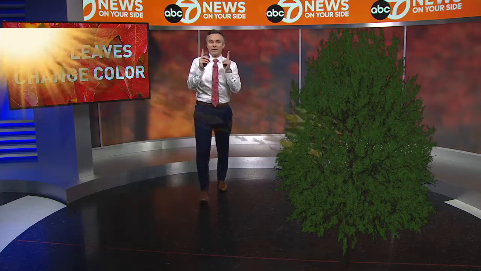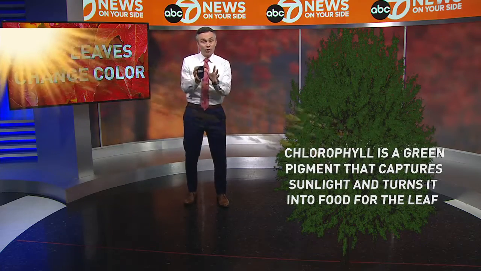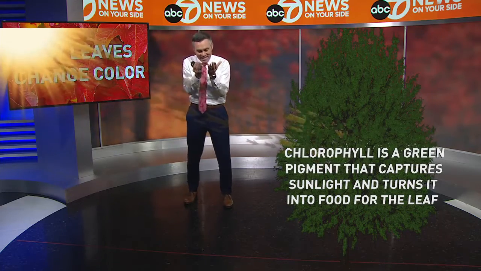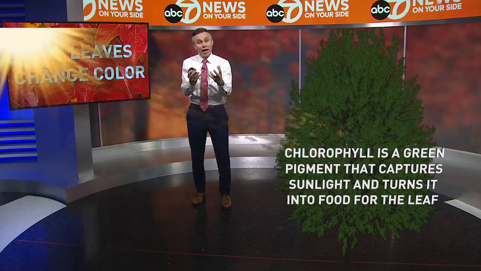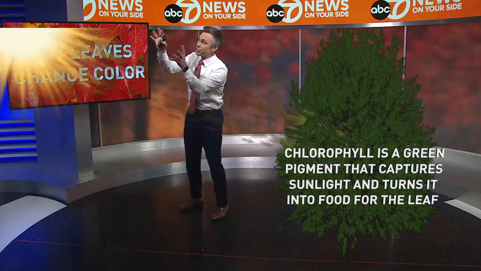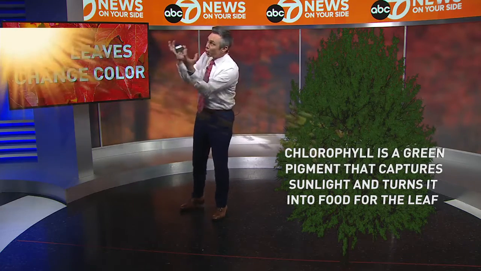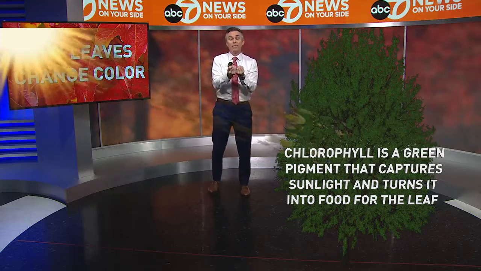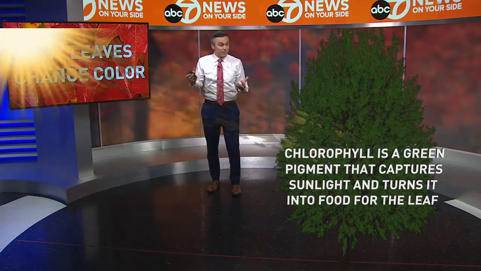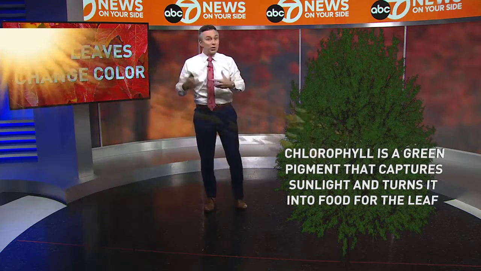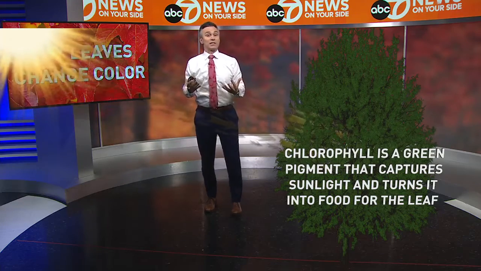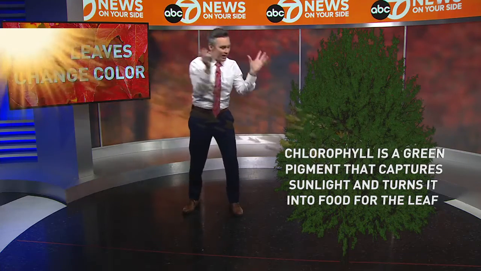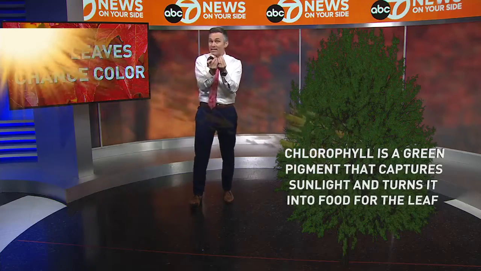Well, the reason that the trees are green is because of something called chlorophyll. Now, chlorophyll is a green pigment that is inside of those leaves. What it does is it actually captures the sunlight, and it turns the sunlight into food for the leaf and for the plant. It's basically the way that the tree and the plants create their own food. It's called photosynthesis.